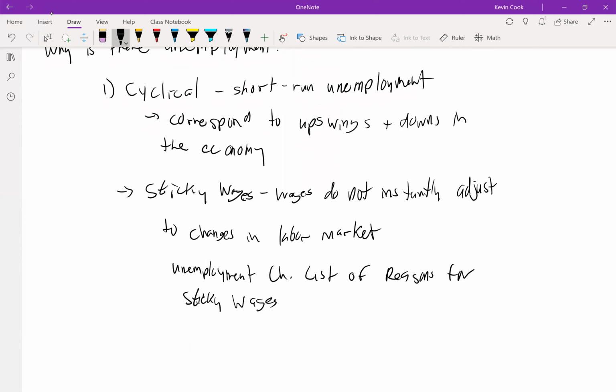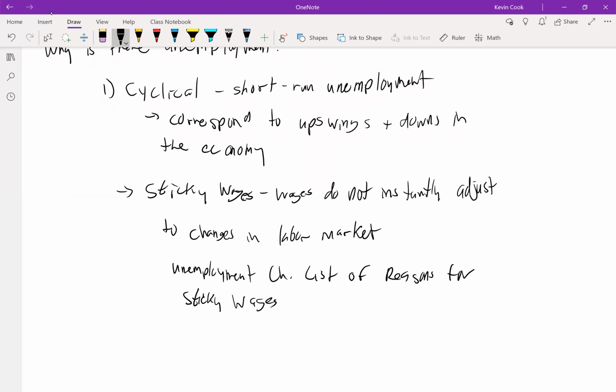There was that list of reasons for sticky wage unemployment: implicit contract, adverse selection, and a bunch of other stuff. Go back and have that handy somewhere when you go to take your exam. It might help you, it might not, but have that handy and be comfortable with what each one is and the basic idea of how they work.